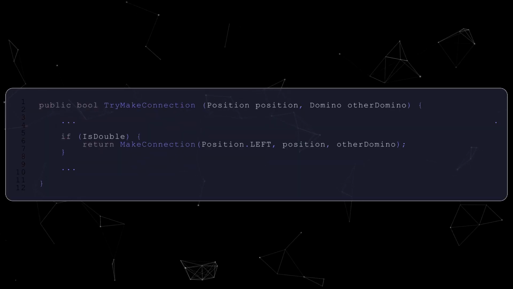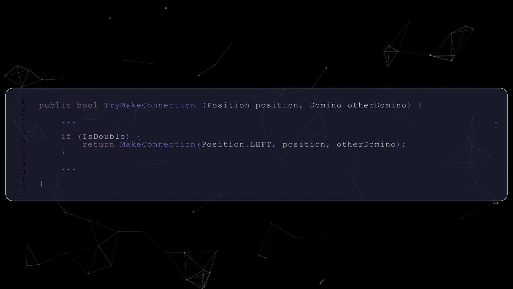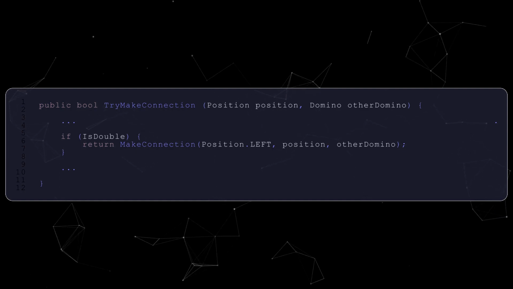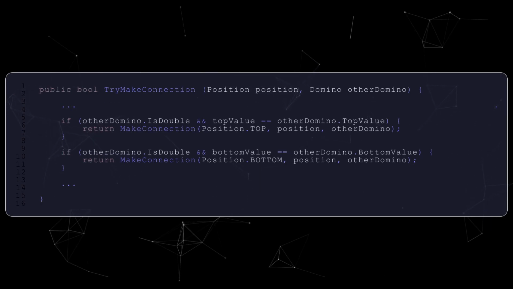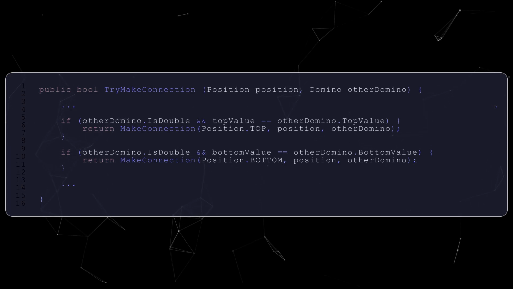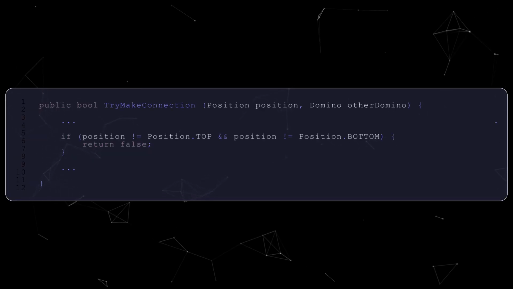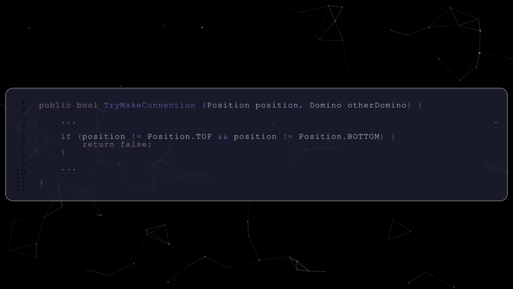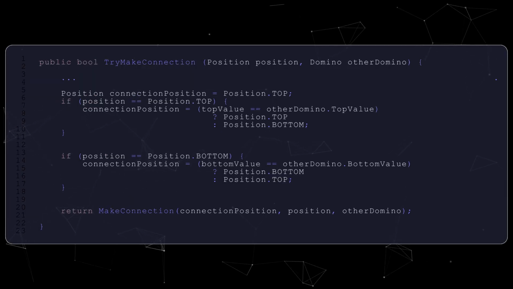If this is a double domino being played on a normal domino, I connect it sideways from the left side. If I'm connecting to a double domino, then we always connect the matching side to it. I should always be connecting from the top or bottom of a domino if no doubles are involved. Finally, I connect to the top or bottom of the other domino.